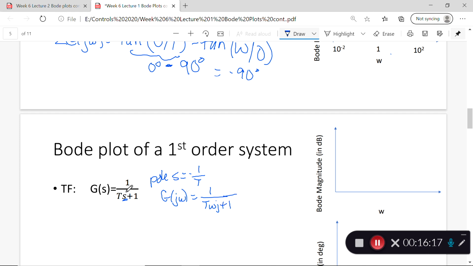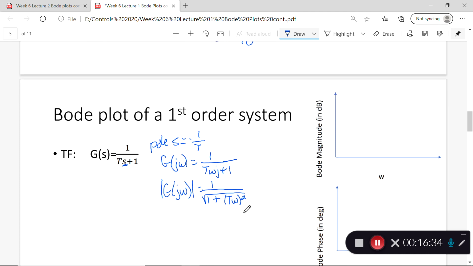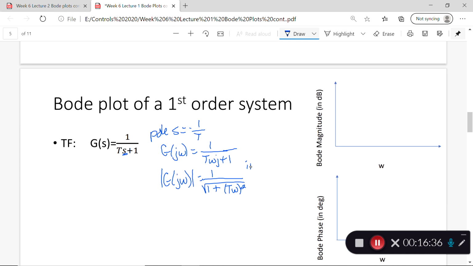What's the magnitude of that? That is 1 over the square root of 1 squared, but it's just 1, plus t omega squared, because that would be my imaginary part. That may not tell me a whole lot just looking at it numerically, but if 1 is much, much greater than omega t, then I can approximate this as being very small because I'm going to square it, and so it would just become 1 over 1, and the magnitude of my transfer function would just be 1.